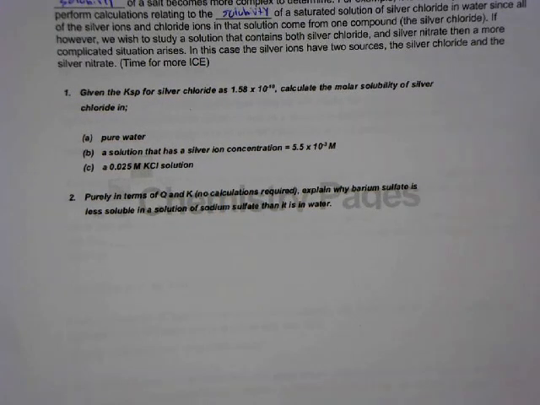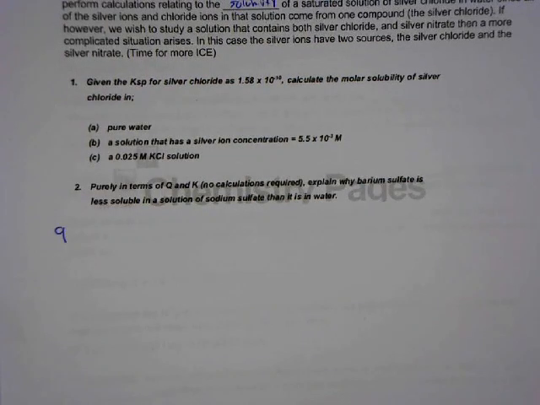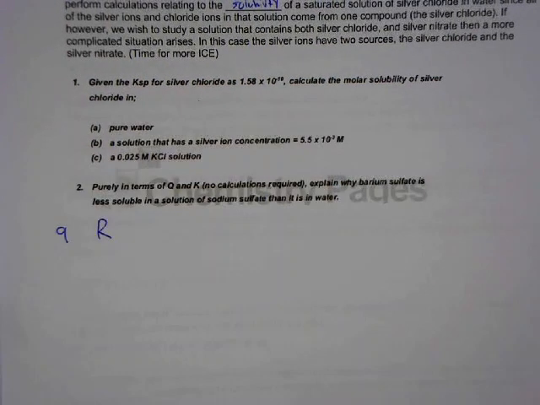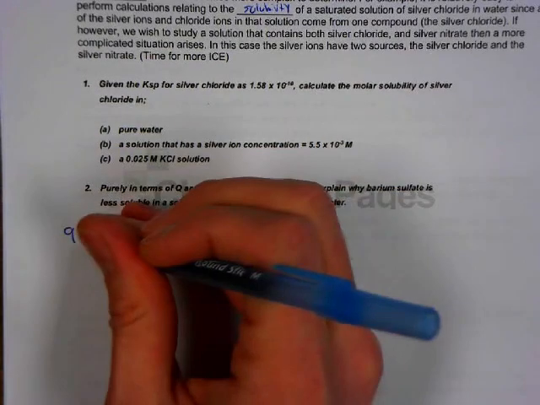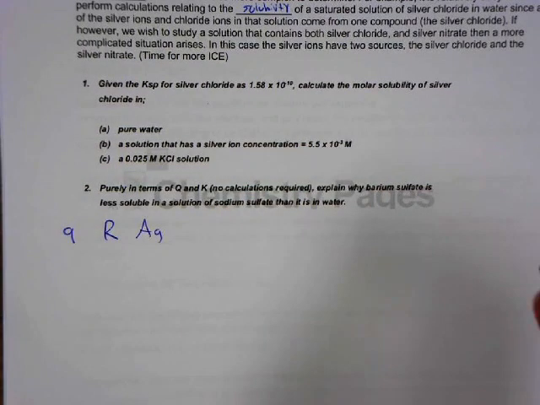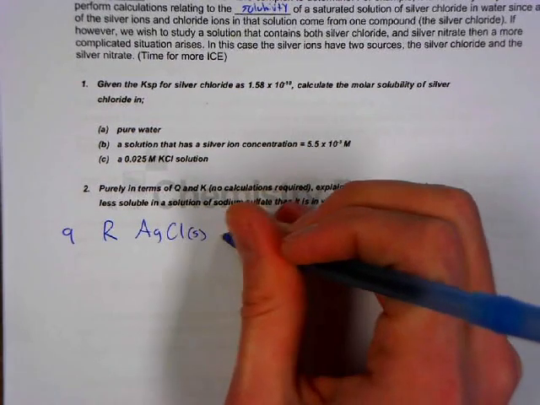Only way you can do it. So here we go. Given the Ksp for silver chloride is 1.58 times 10 to the negative 10th, calculate the molar solubility of silver chloride in the following. So letter A is the easy one, in pure water. Letter A is what we've been doing.